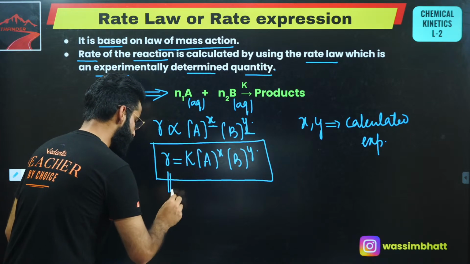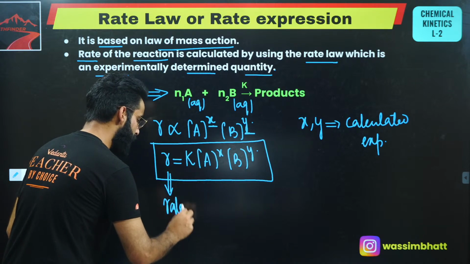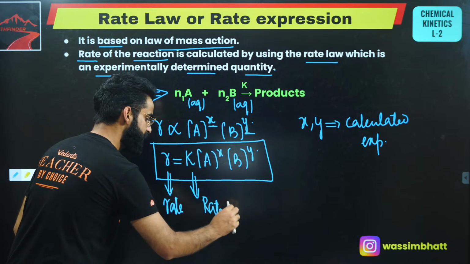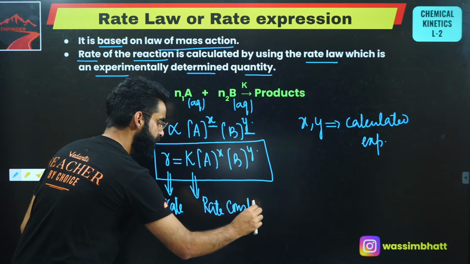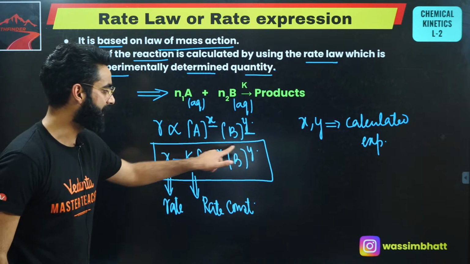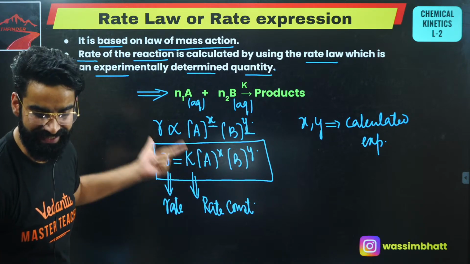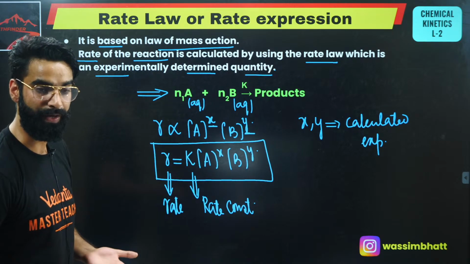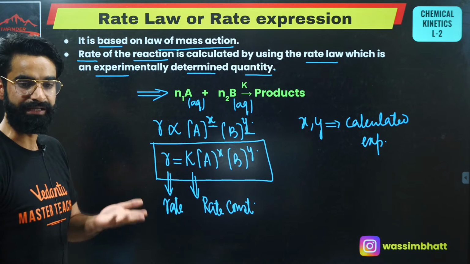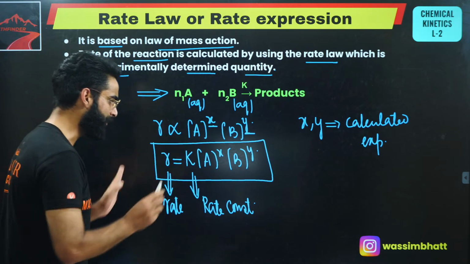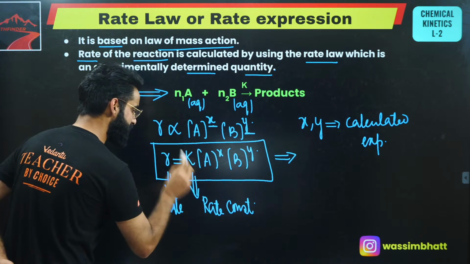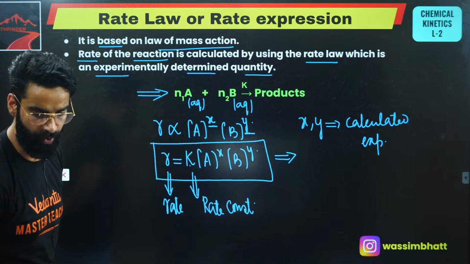This R stands for the rate of reaction, and this K stands for the rate constant. K is what we call the rate constant. These X and Y are the two terms which are calculated experimentally, and how to calculate them is something I'll tell you in the upcoming sessions. Now, if I need to define the rate constant K, how will I define it?